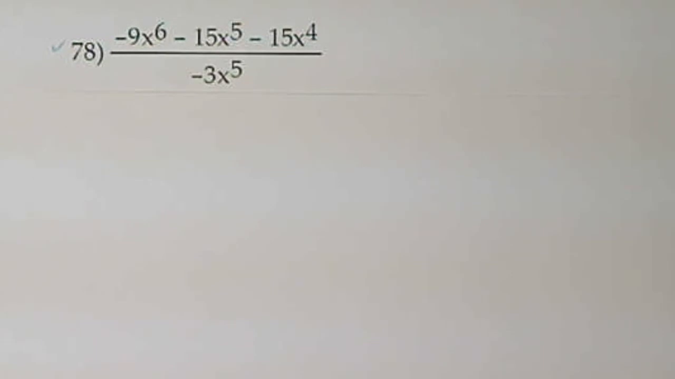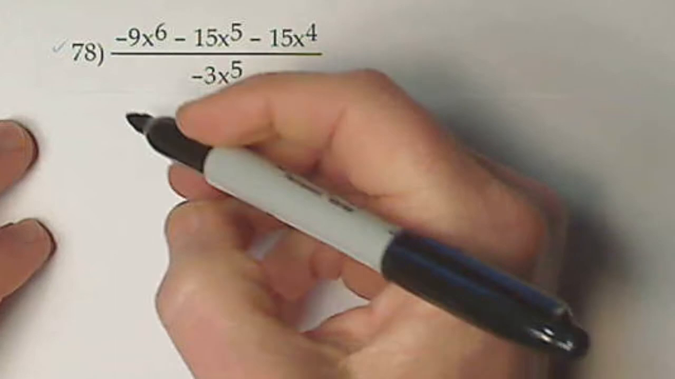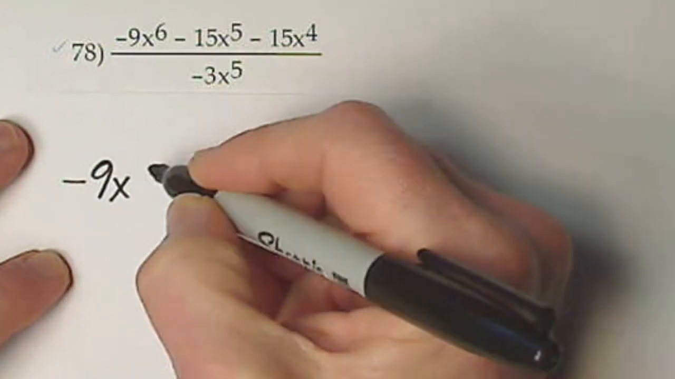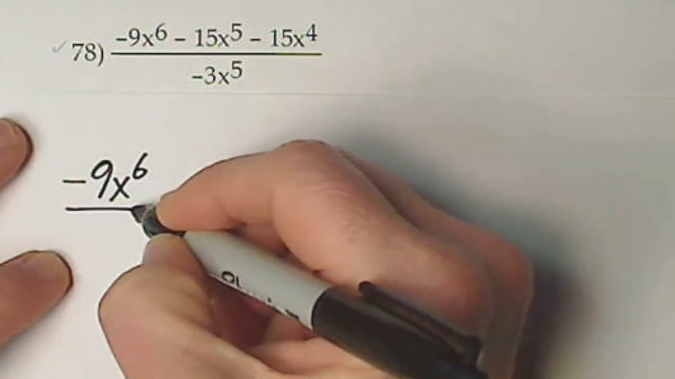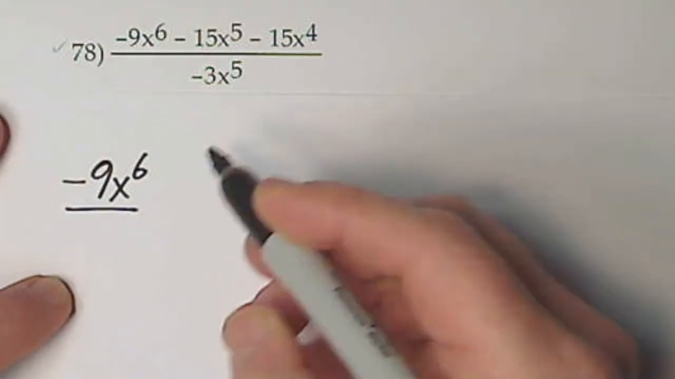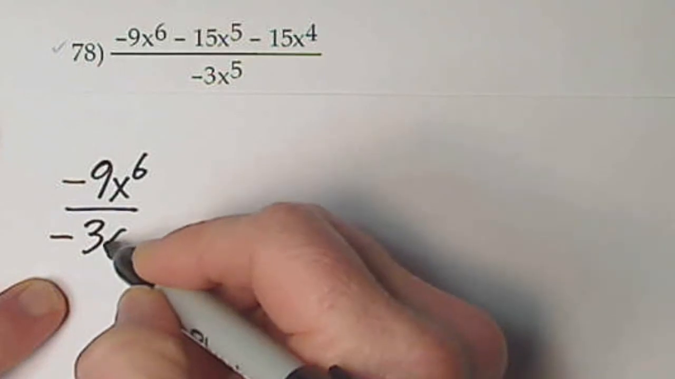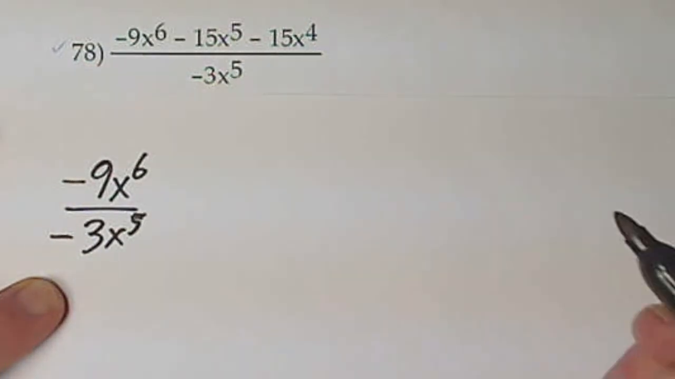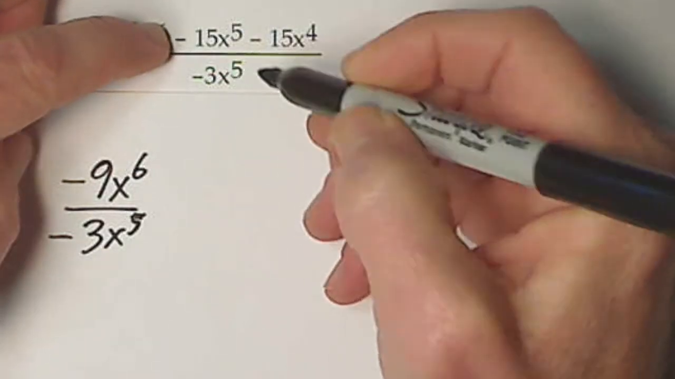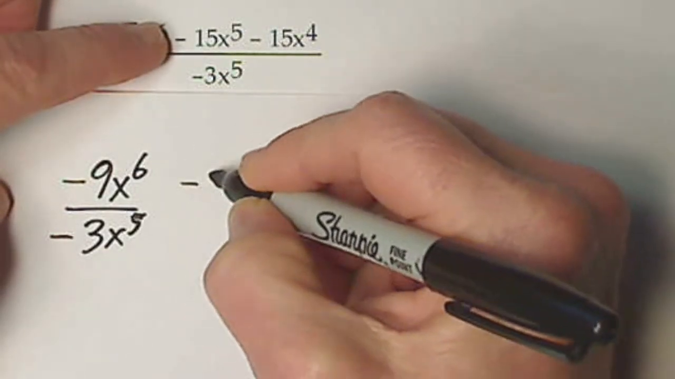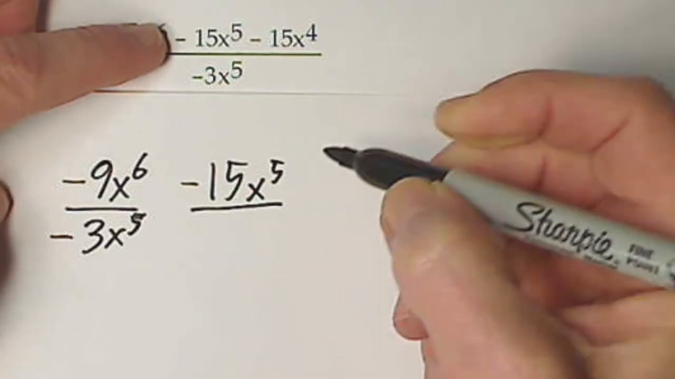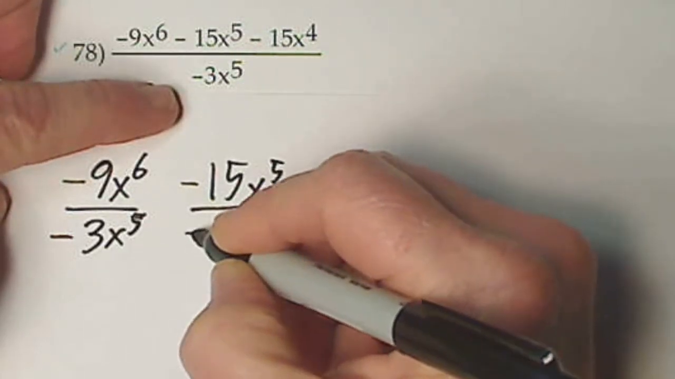I guess I'll start out. We have our negative 9x to the 6th over negative 3x to the 5th. All right. Then we have a negative 15x to the 5th over negative 3x to the 5th.